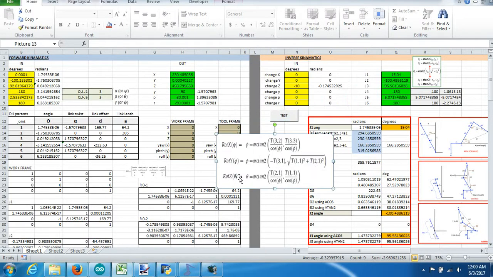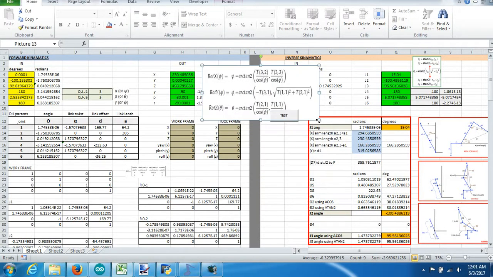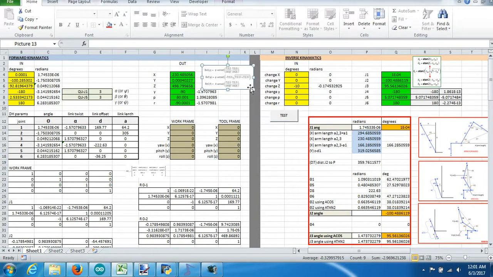And then for the rotation in Z, we use this formula, the arctangent 2 of the value in square 2-1 divided by the cosine of the first one we figured out, and the second value, square 1-1, divided by the cosine. So again, some mathematical magic there that I don't fully understand, but there it is.